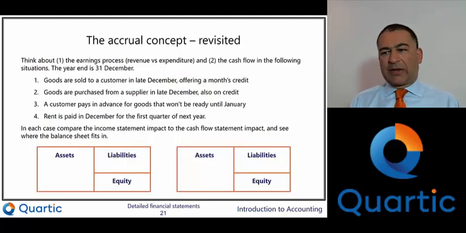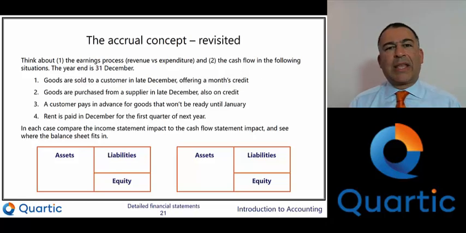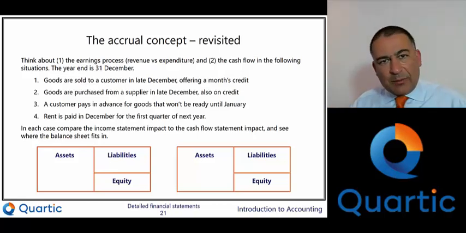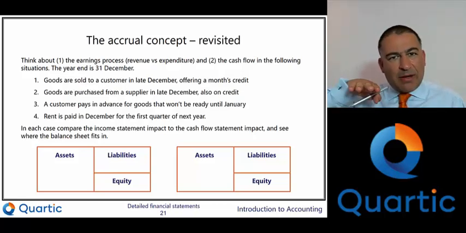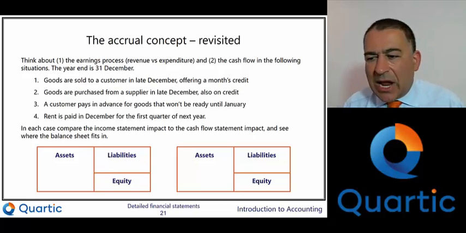So let's come back to the accrual concept, and let's do some more examples. So think about the earnings process, revenues and expenditure, and the cash flow in the following situations. We've got two boxes at the bottom, and I'm going to use both of these boxes 4 times. So you may just want to do 8 of these boxes. So you've got the 1 pair there, you may just want to do 6 more, so 3 more pairs underneath if you're making any notes.